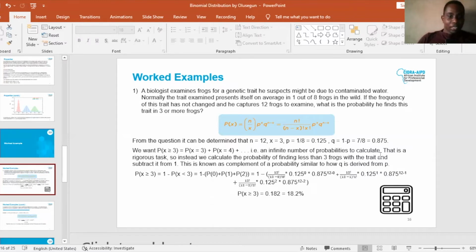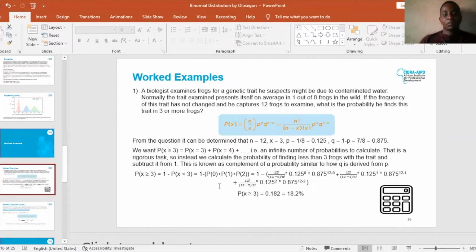But there's a caveat. We don't want P with x equals 3. We want P with x equal to or greater than 3. What's the probability he finds this trait in 3 or more frogs? Not in 3 frogs, 3 or more. That's 3, 4, 5, and more. What that means is that this is an infinite number of probabilities to calculate, because we have to find the probability of x equals 3, x equals 4, x equals 5, up to infinity. That is a rigorous task.